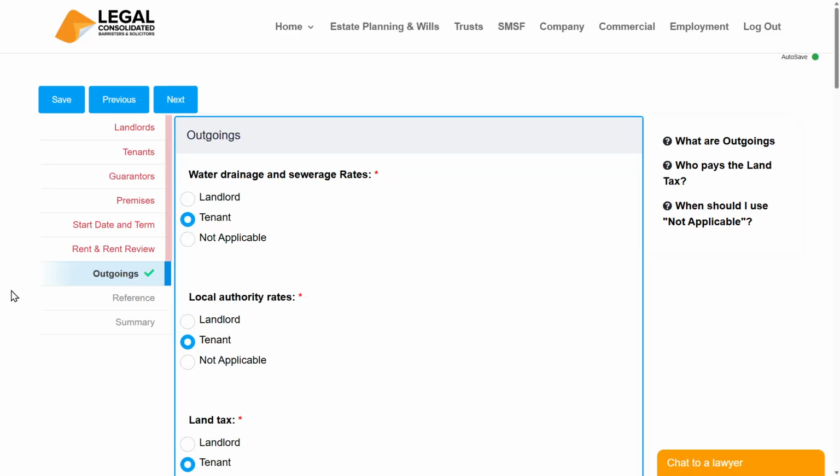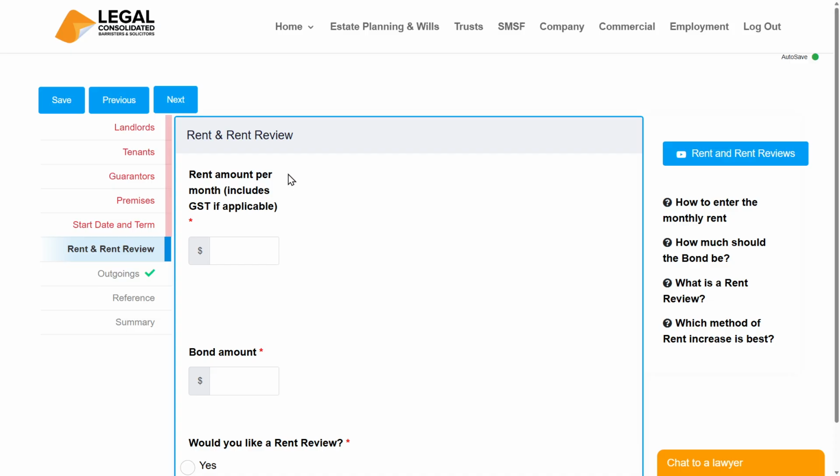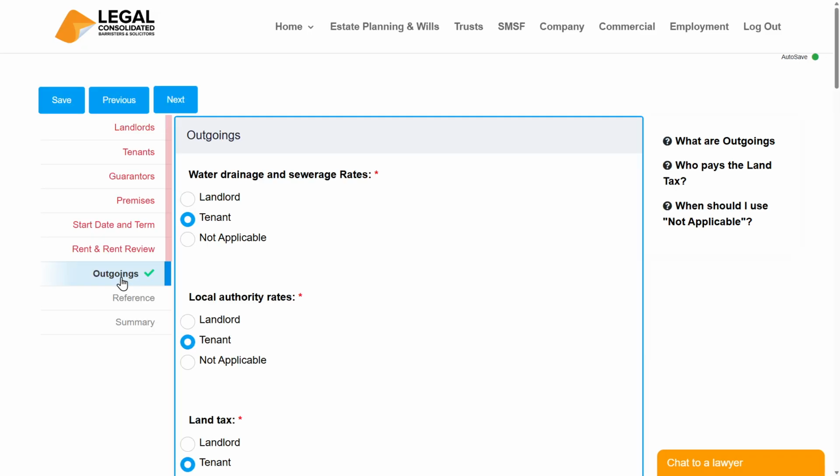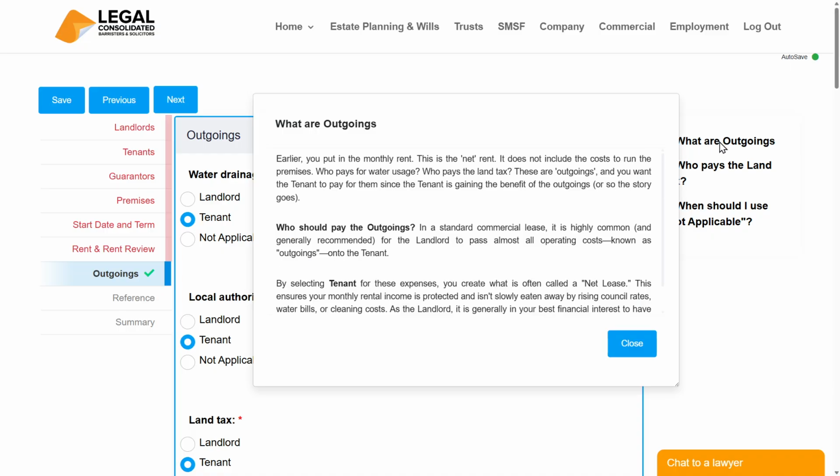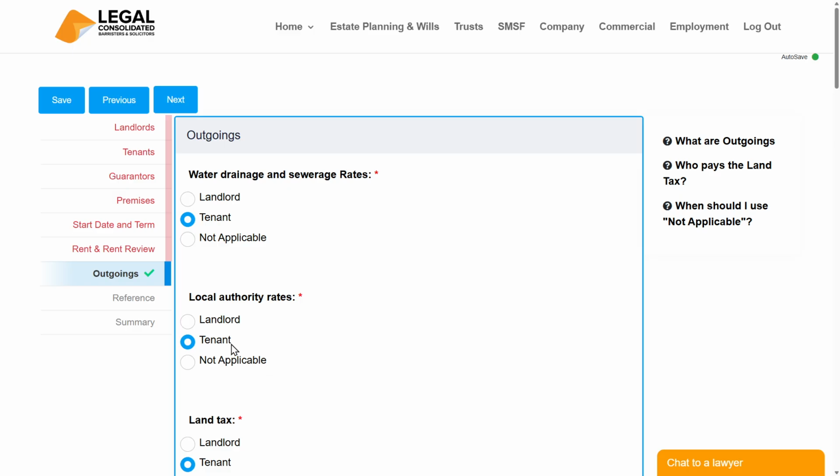We've been discussing in the previous rent review the amount that is payable, but that's a net amount. It doesn't include outgoings. So what are outgoings? They're the bits and pieces that are charged each year over and above the rent. So you've got some examples here, such as local council rates.